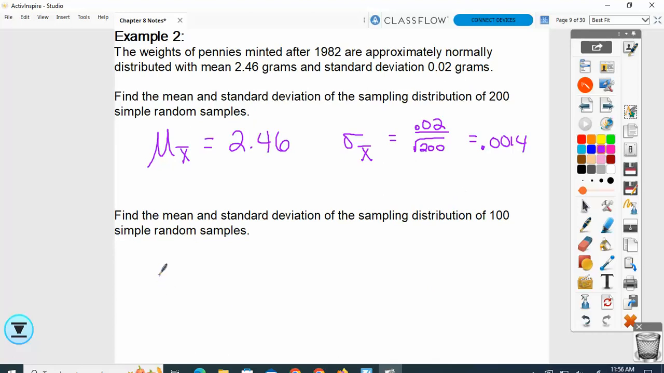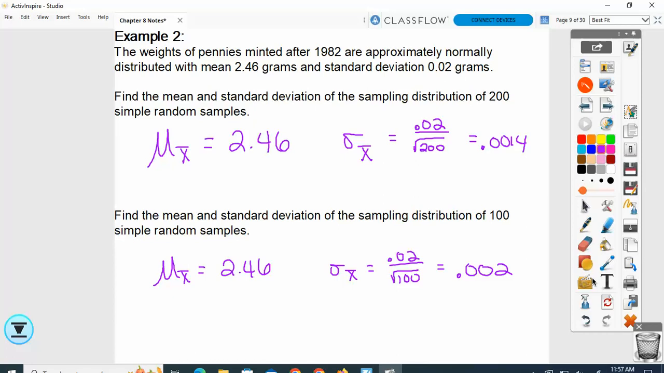So what if I said we were only looking at 100 samples? What would my mean be? 2.46. Standard deviation would be .002, which kind of corresponds. I told you that the bigger your n, the smaller your standard deviation. In the first one, my n was bigger and my standard deviation was smaller. Okay, so the bigger the n gets, the smaller our standard deviation will be.